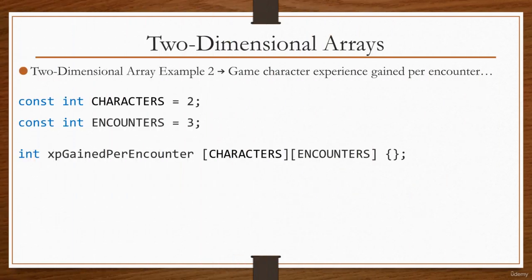Let's say we want to keep track of game character experience gained per encounter, so you have multiple encounters, and with each encounter you want to store how much experience the character gained in that encounter. So once again I have these two constant integers, characters I set to 2, encounters I set to 3. I go and declare my array, called XP gained per encounter in this case. Once again we have those sets of brackets. In the first one I have characters and in the second encounters.